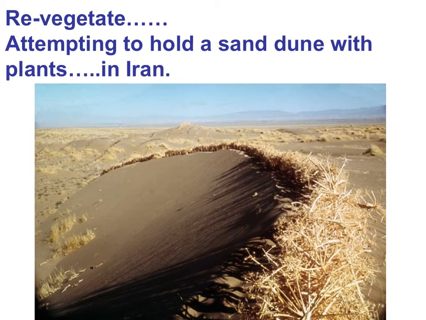This is a photograph of a program to revegetate a sand dune system in Iran. Presumably the area had been highly disturbed, probably by grazing animals, and now there is an attempt to slow erosion by allowing native plants to return.